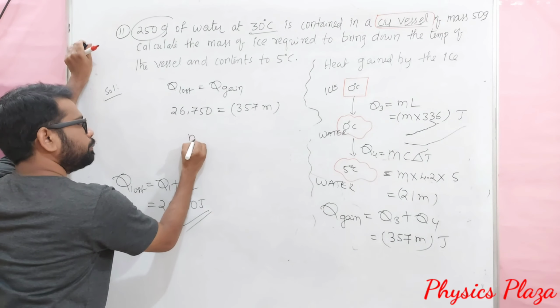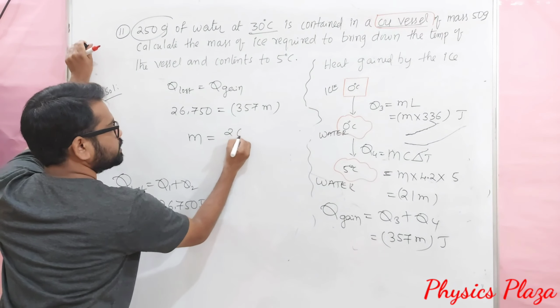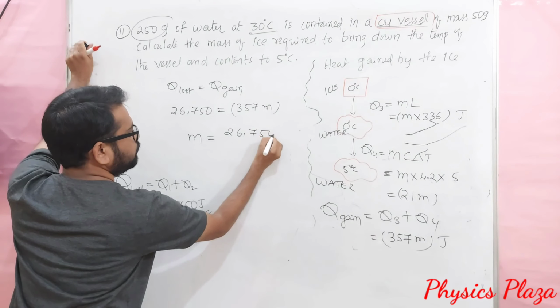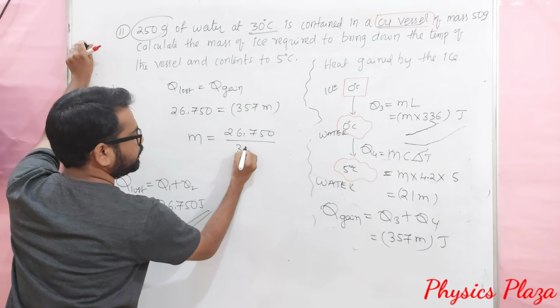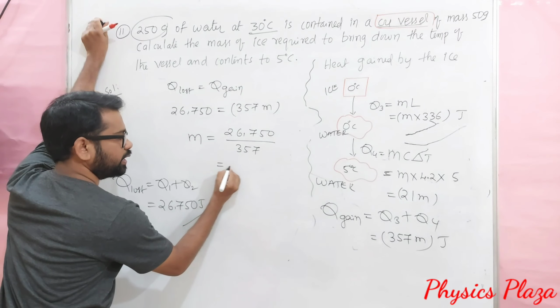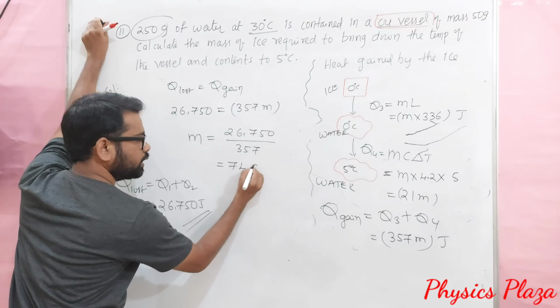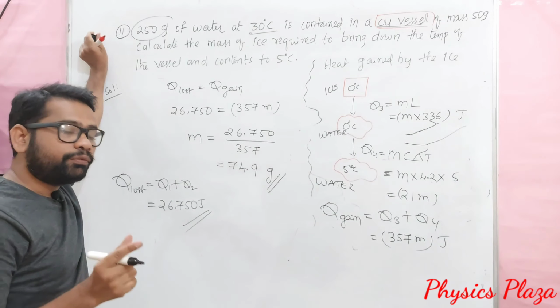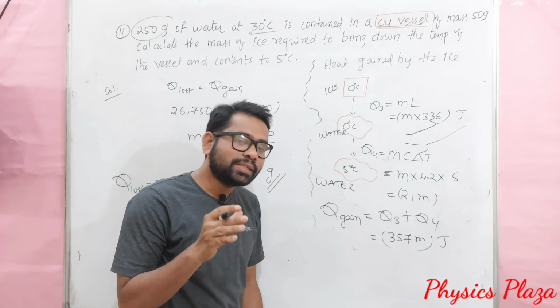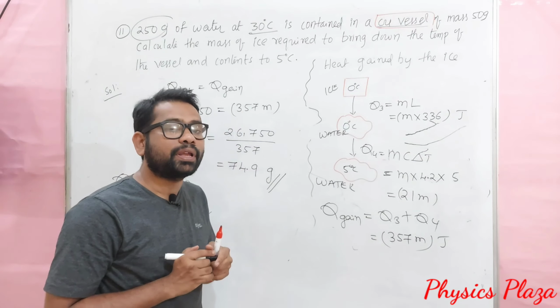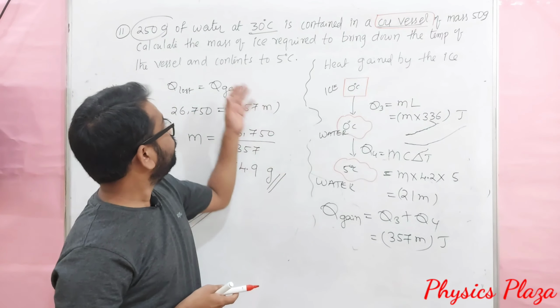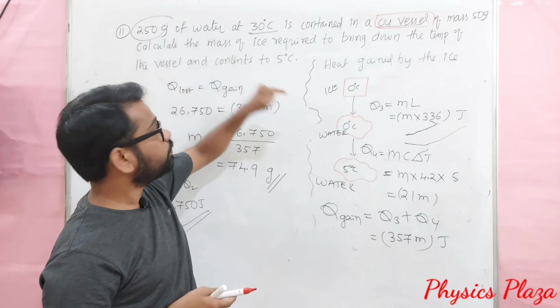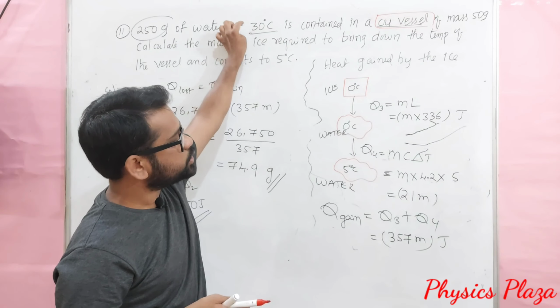So m is equal to 26,750 by 357. So we get 74.9 grams of ice. So children, 74.9 grams of ice is needed in order to bring the temperature of 250 grams of water from 30 degrees Celsius to 5 degrees Celsius. So this is how we can calculate.